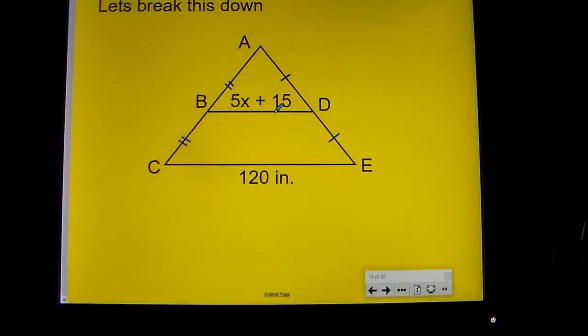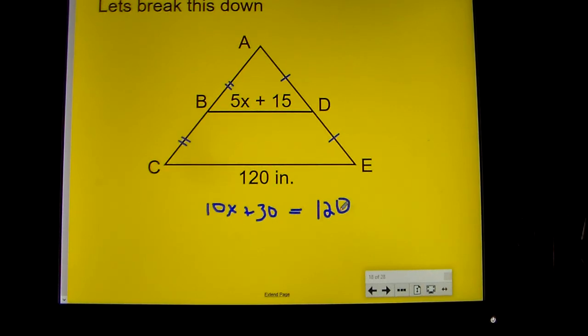Let's say this problem's a little bit tougher. We have to double this piece based on the information that's being provided to us, that D's in the middle and B's in the middle of AC. And this line goes all the way across. That means this guy is half of this. Since it's half, if we double 2 halves, we make a whole. So if we double 5x plus 15, we can set it equal to the 120. 5x times 2 gets you 10x. 15 times 2 gets you 30. And it's equal to the 120.